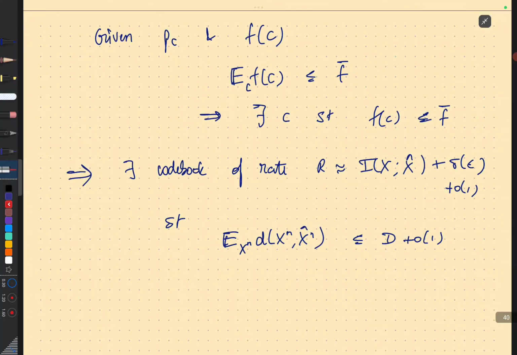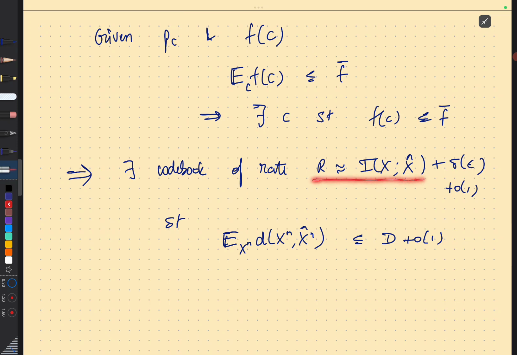So far what we've shown is that it is possible to achieve distortion less than or equal to D at a rate close to the mutual information between X and X hat. This epsilon can be made arbitrarily small, so you can get arbitrarily close to the mutual information. But is this really the best that you can possibly hope for? Is it possible to achieve a rate even smaller than this?